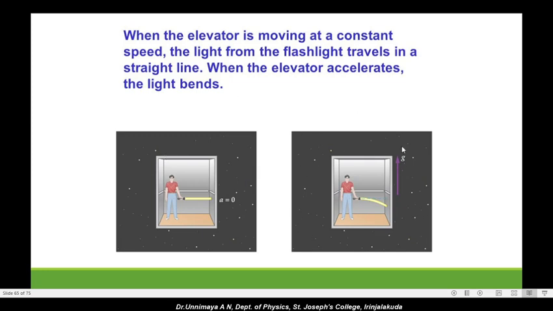Instead, if the elevator starts accelerating, what happens? Due to the inertia, we have to see a bending of light, bending of flashlight from the torch. So for an elevator with uniform velocity, the flashlight travels in a straight line, and for an elevator accelerating, the flashlight from the torch bends.